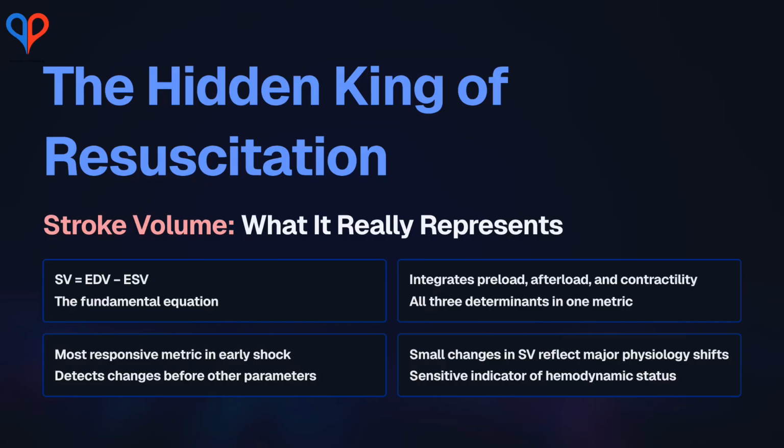Stroke volume is the blood ejected per beat, defined by end-diastolic volume minus end-systolic volume. Unlike cardiac output or cardiac index, stroke volume isolates mechanical pump performance independent of heart rate. It reflects the real-time interplay of preload, afterload, and contractility. Because stroke volume responds almost instantly to physiologic shifts, it reveals early shock long before MAP, heart rate, or CVP begin to deteriorate. This is why stroke volume is the hidden king of resuscitation.